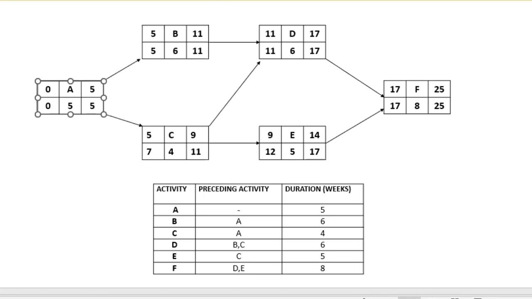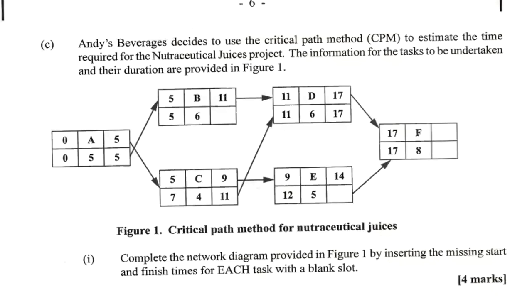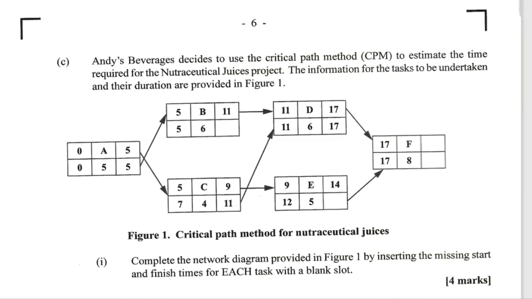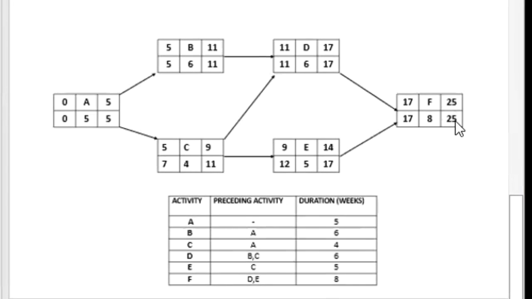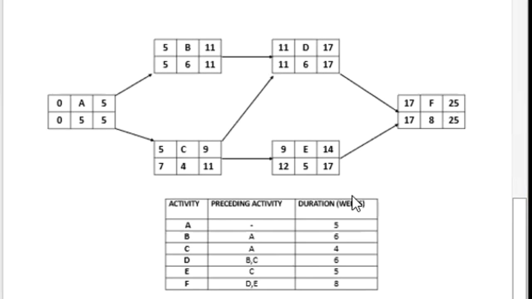So let's look back at the question, bearing this in mind now. First question, complete the network diagram provided in figure 1 by inserting the missing start and finish times for each task with a blank slot. So we would have done that already, right, by putting in the missing slots. For F, we put 25, 25. For E, we put in 17. And for B, we would have put in the 11.